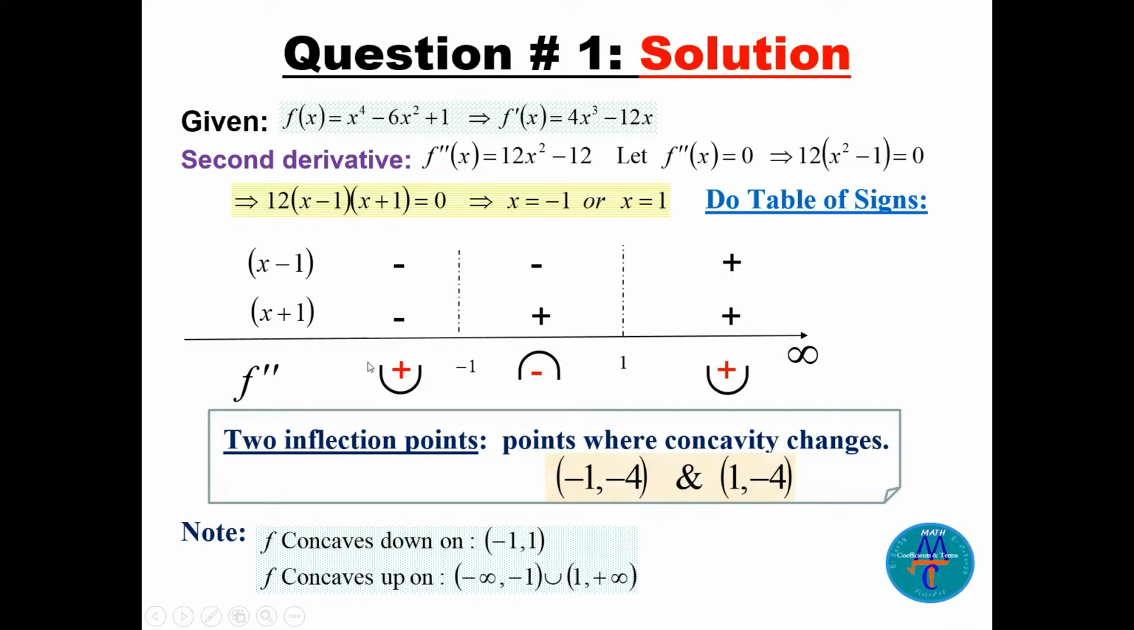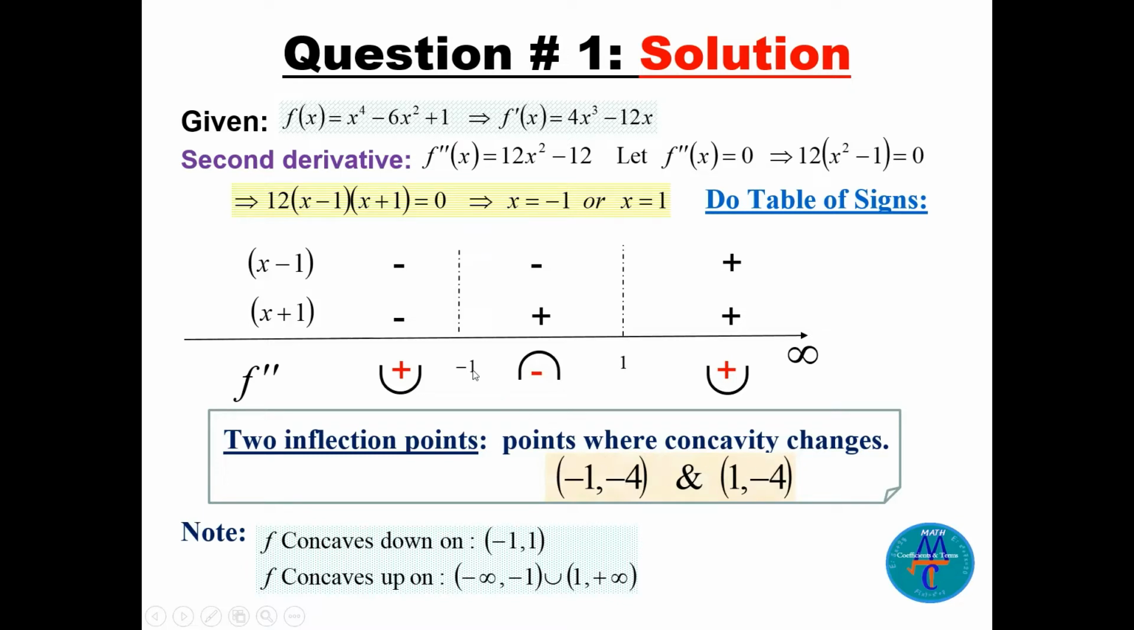F double prime is positive, that means the function f concaves up here. F double prime is negative, the function concaves down, and f double prime is positive, the function concaves up. So when we have a change in concavity, this is the change in the sign of f double prime. So there is an inflection point here, and there is an inflection point there. Points where concavity changes.